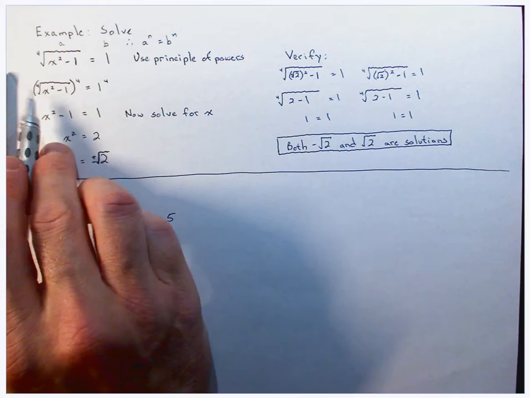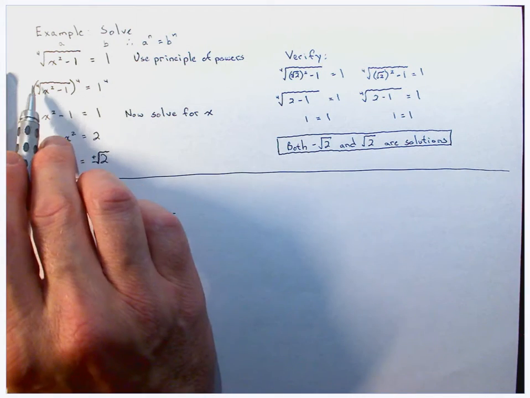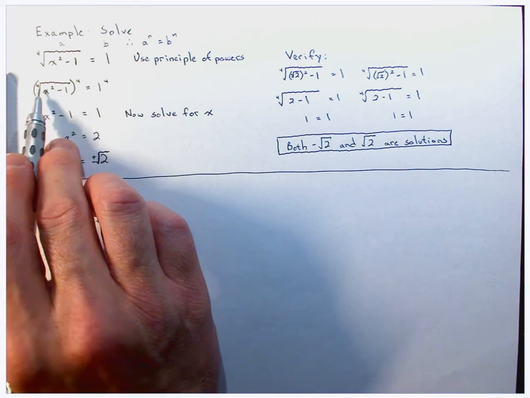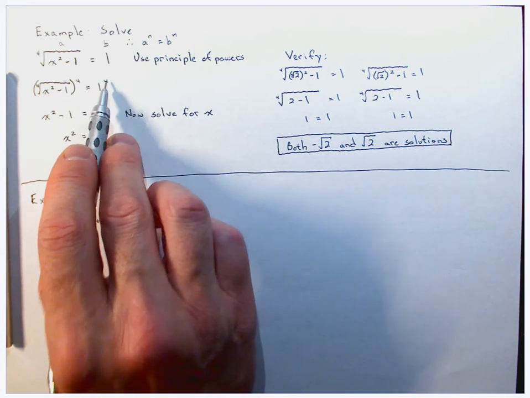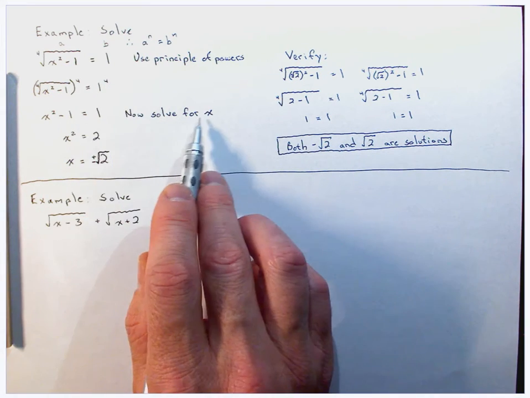So I take both to the fourth power. That cancels out that radical. I'm left with what was the radicand, just right there. 1 to the fourth is simply 1. Now I solve for x.